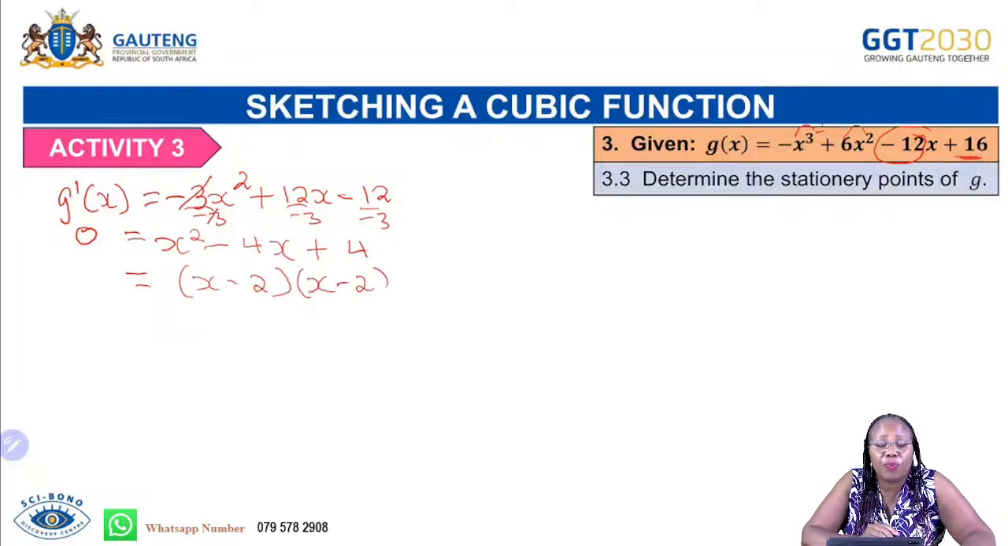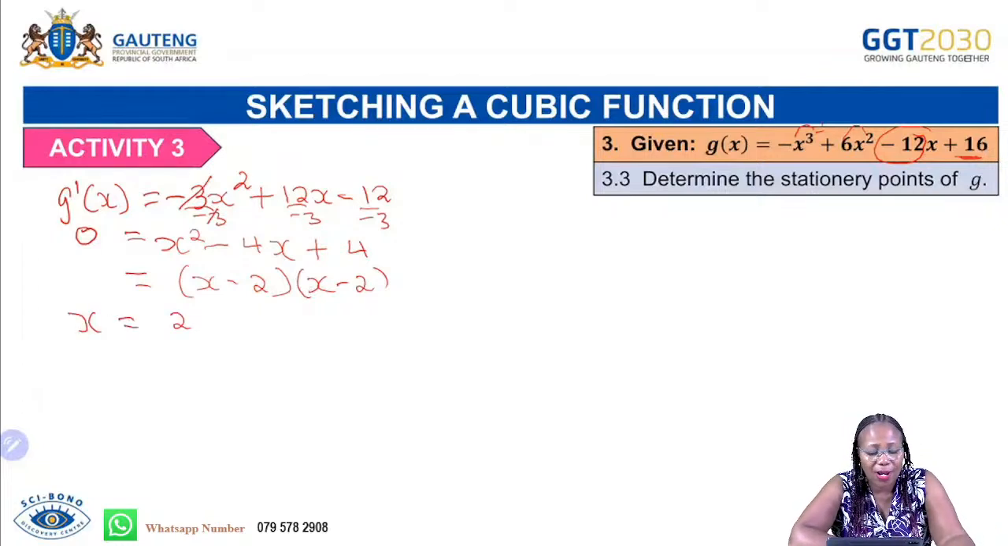Can you see it's 2 brackets of the same thing? There's no need to repeat. We will only write x equal to 2 for that one. Great job. Look at this. It's very critical here because you are now having only one stationary x value.